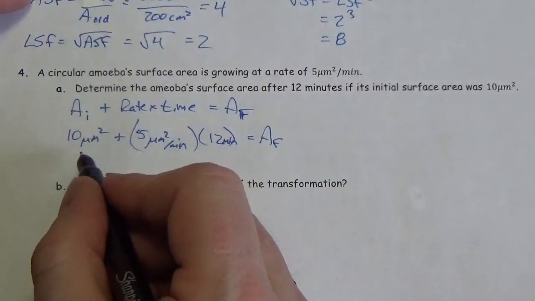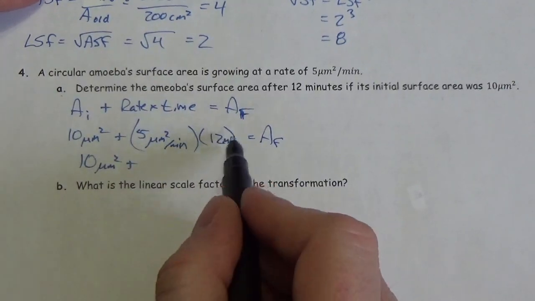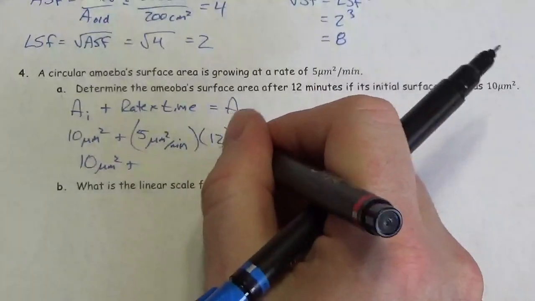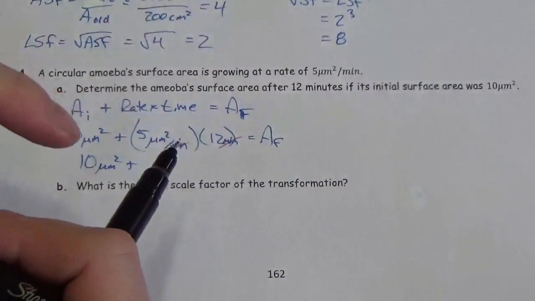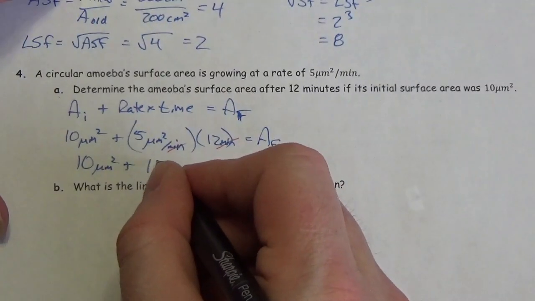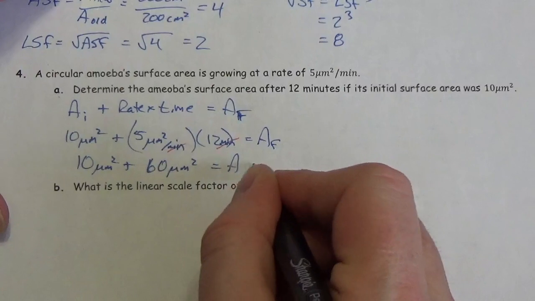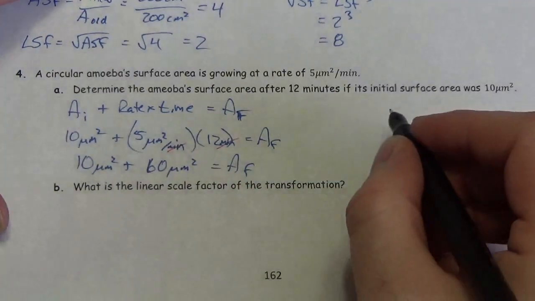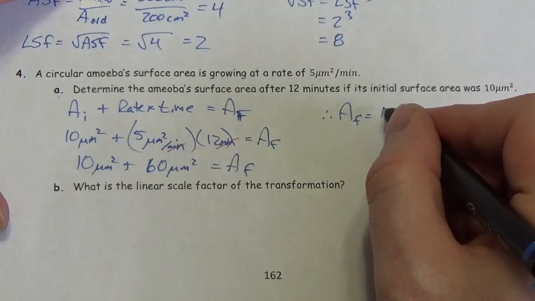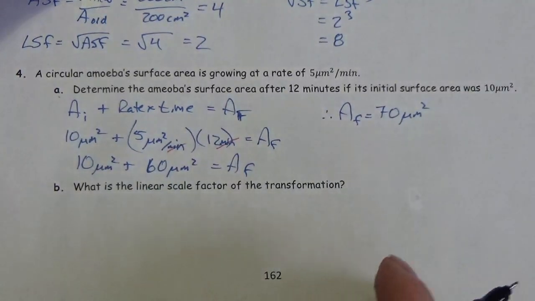So that's going to be 10 micrometers squared plus, well, the minutes here are going to cancel, and you're going to be left with 12 times 5 micrometers squared, which is going to be 60 micrometers squared. That is going to equal our final area. So therefore, the final area is going to be 70 micrometers squared.